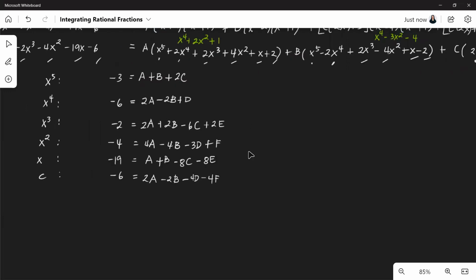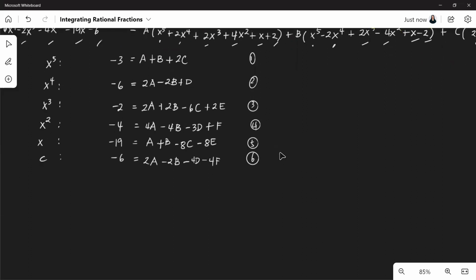So we have 6 equations with 6 unknowns. So how do we solve for the 6 unknowns? We need to reduce the number of unknowns. We cannot solve for just one unknown here. Okay, so we can start off with maybe eliminating A and B using equations 1 and 5.